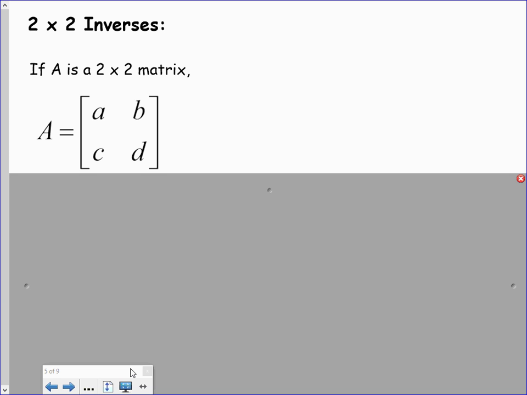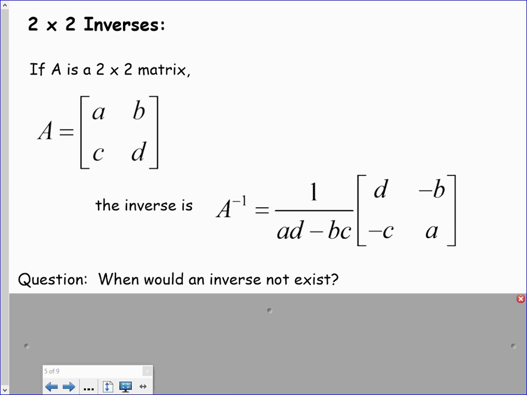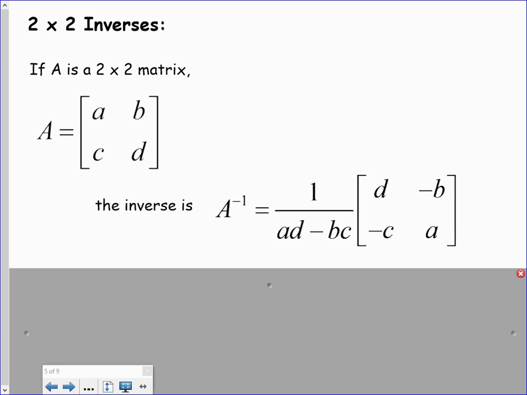Suppose A is a 2 by 2 matrix. This time I'm calling it A instead of A inverse: A, B, C, D. If that is your original matrix, this is your inverse. A inverse is equal to 1 over AD minus BC, multiplied by a 2 by 2 matrix where we rearrange some things. I'll let you write them down and then we'll talk about them.